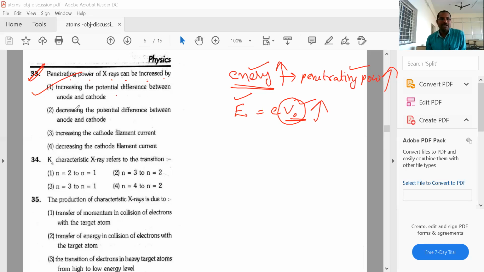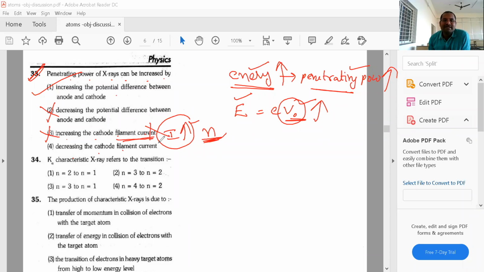Understood? Option 2, decreasing the potential difference, wrong. Increasing the cathode filament current, wrong. If you increase the filament current, intensity increases. Intensity cannot change the penetrating power. Intensity can change the number of photons striking the surface. That's it. So it is wrong.